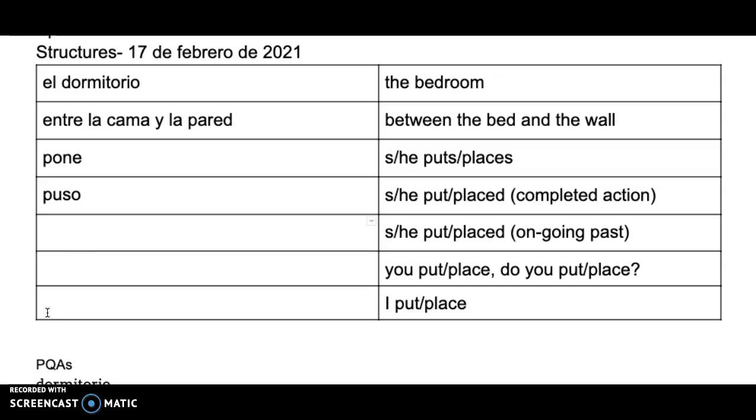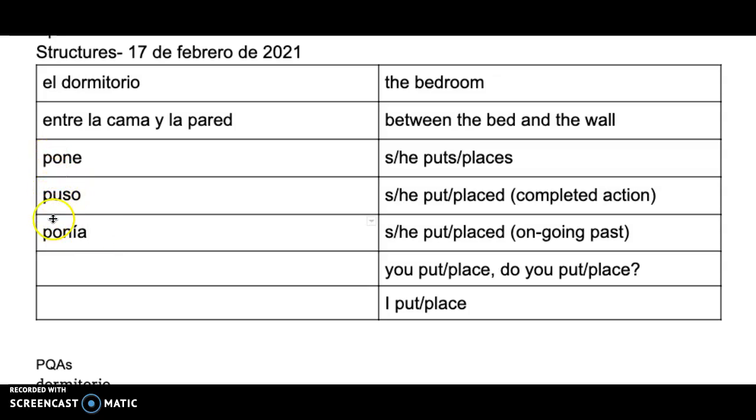Then if I want to say she or he put or placed something as a habit, all the time, every time at this time she put her coffee cup down or whatever, then I would say the word ponía, with an accent on my I. That means she or he put or placed. That's the ongoing past tense.